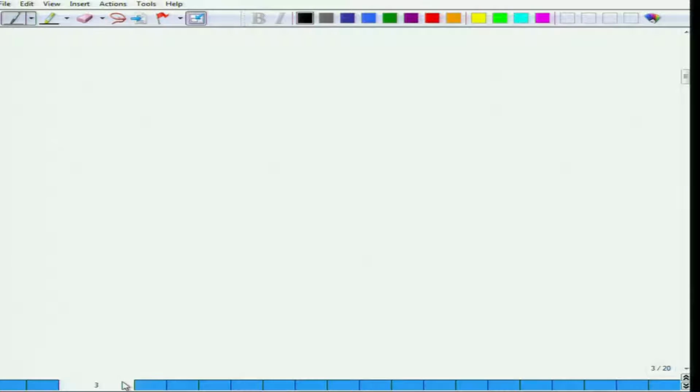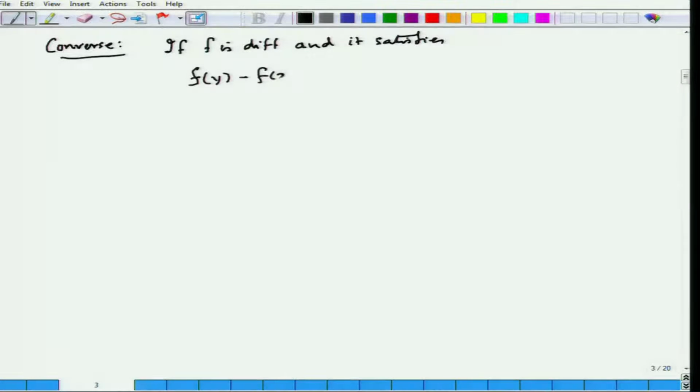Now, let us look at the converse. If f is differentiable and it satisfies the following, if it satisfies the following, then f is convex.